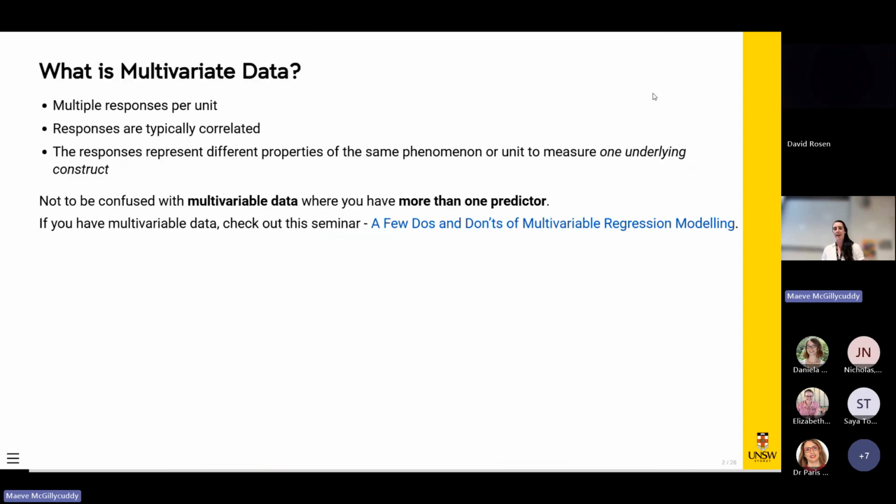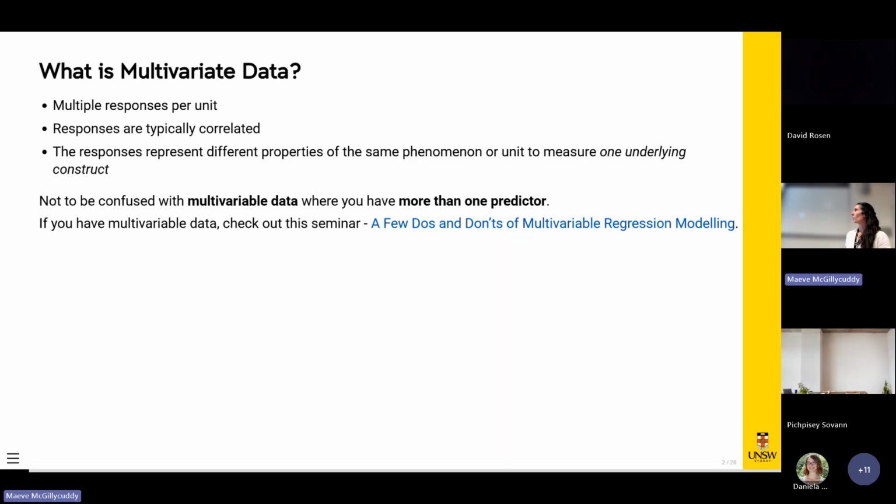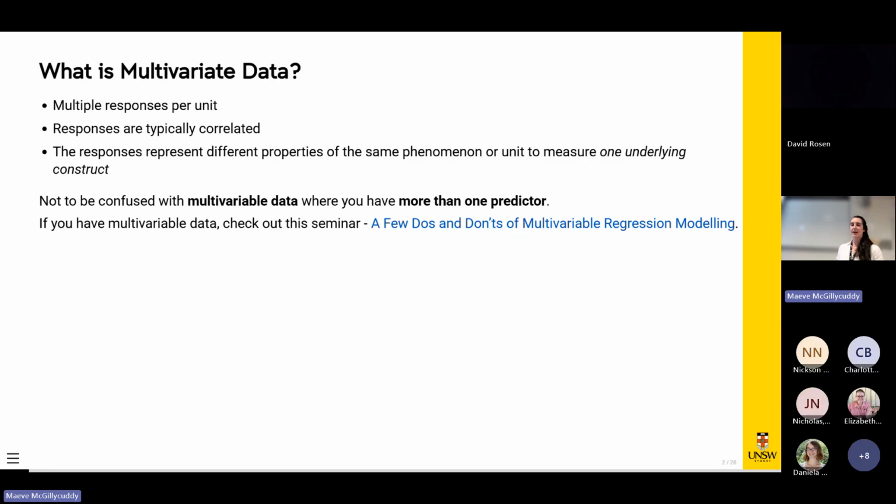Okay, so what is multivariate data? When we talk about multivariate, we are saying that there are multiple responses or outcomes per unit. Whatever your unit is, if it's a person or a plant, and we'll go through more examples. Typically these responses are correlated, so they have an association with each other, and the responses might represent different properties of the same underlying construct or unit.